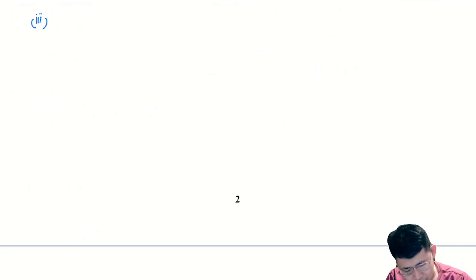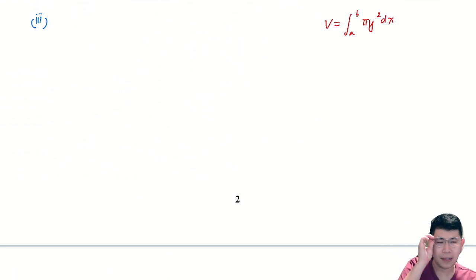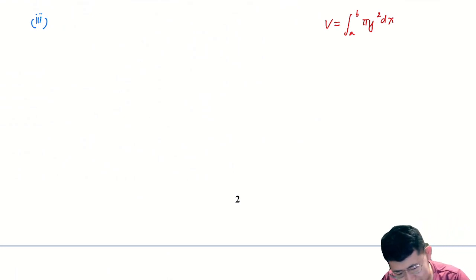One more thing over here: the concept is that volume is equal to the integral from a to b of pi r square dx, or pi y square dx, or pi x square dy, depending on whether we do dx or dy. So how do we get there first? The volume of region S is the integral from 0 to 1 of the curve.